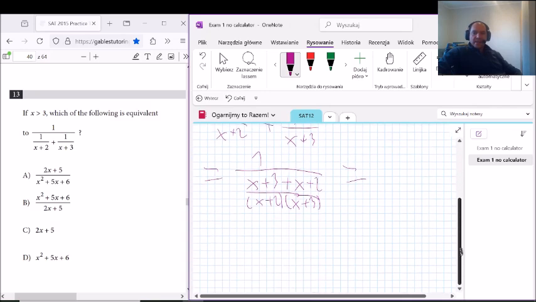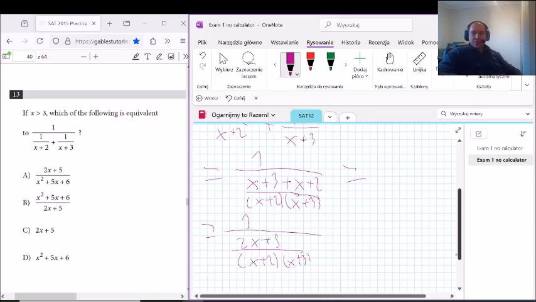Okay, and now we have 1 divided, and here we will have 2x plus 5 divided by x plus 2 times x plus 3. So we can turn this fraction around and we will get x plus 2 times x plus 3 divided by 2x plus 5. Let's check the answers if we have anything similar to this.